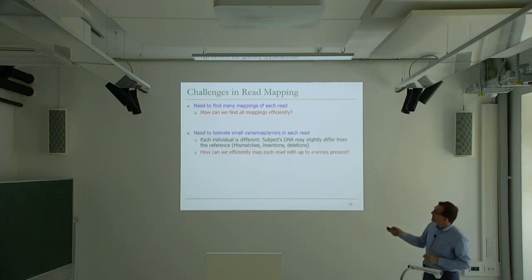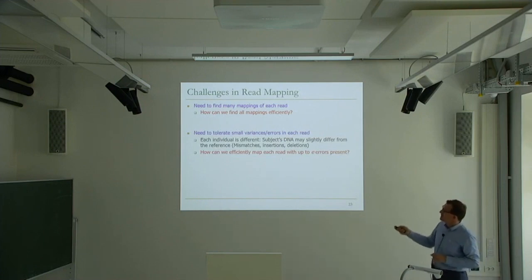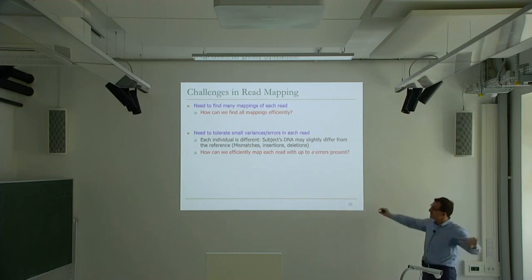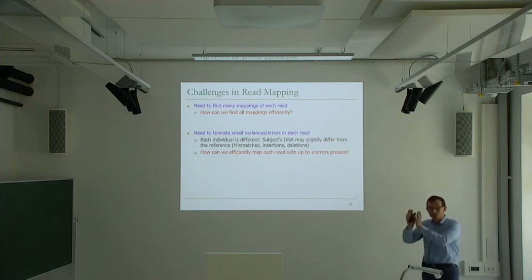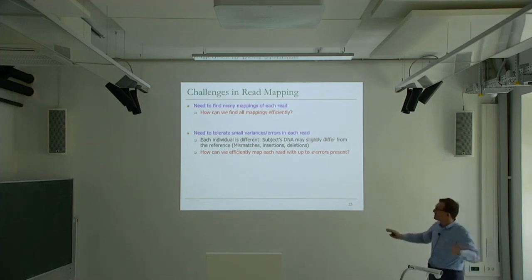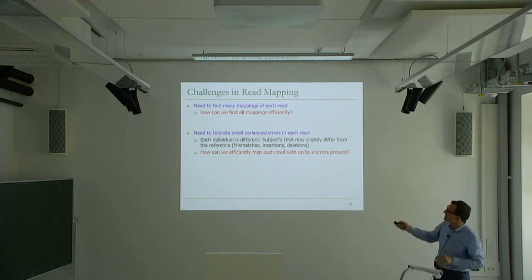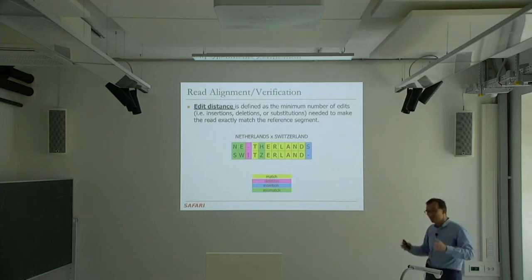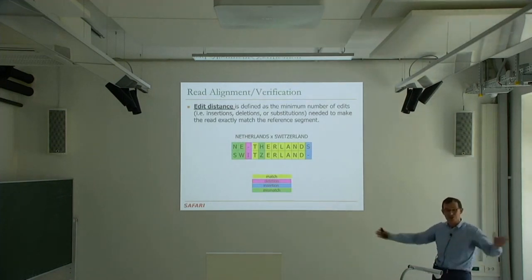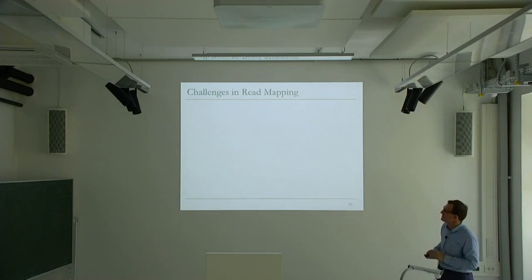So how do you find all of these mappings efficiently is one question. While doing this, you need to tolerate small variances or errors in each read. Each individual is different. The subject's DNA may slightly differ from the reference because of these mismatches, insertions, and deletions. And usually, you want to figure out the possible places where you have this match up to some errors, E. And people are trying to increase E, basically. People are trying to increase the possibility of mismatch. And as this increases, the edit distance computation becomes harder. Basically, you need to do the edit distance computation more so that you can get that match.